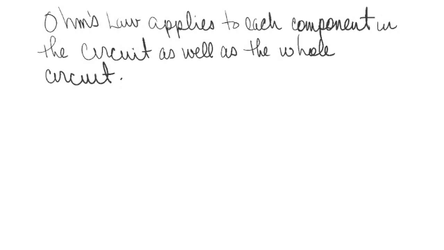Ohm's law applies to each component in the circuit as well as the whole circuit. What does that mean? That means if you know the total resistance of the circuit and the amperage supplied, you can find the voltage that is supplied to the circuit. By the same token, knowing the resistance of a component in a circuit and the amperage through it, you can calculate the voltage that's used up as current passes through that particular component.